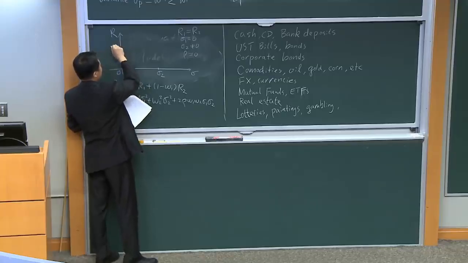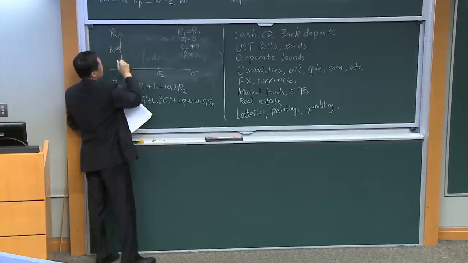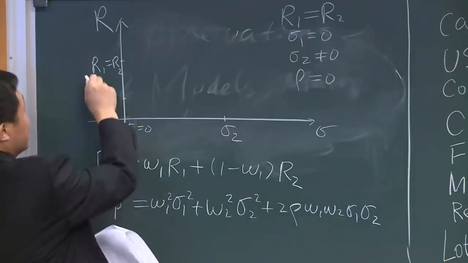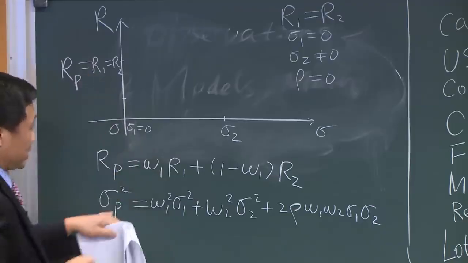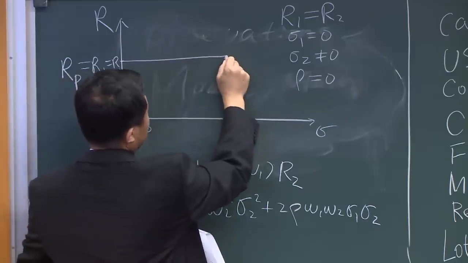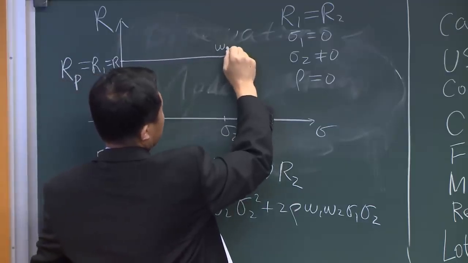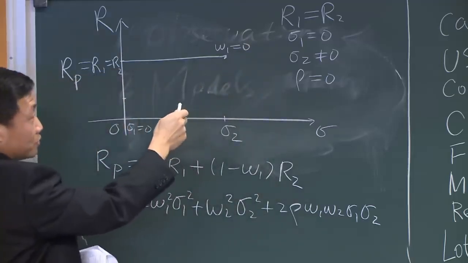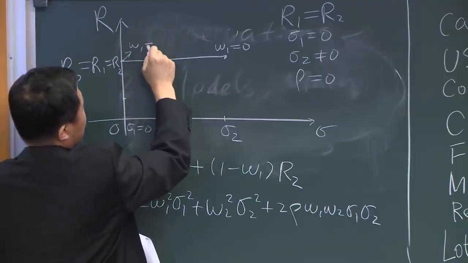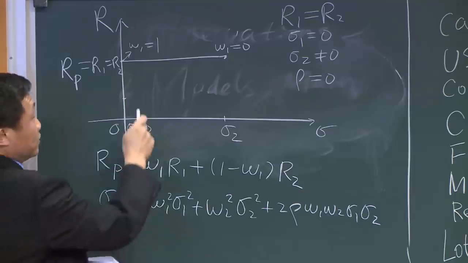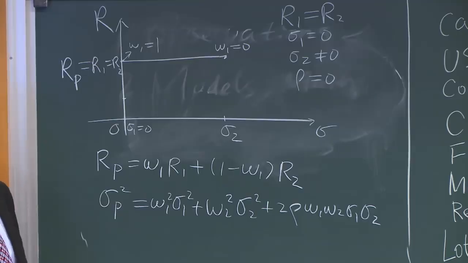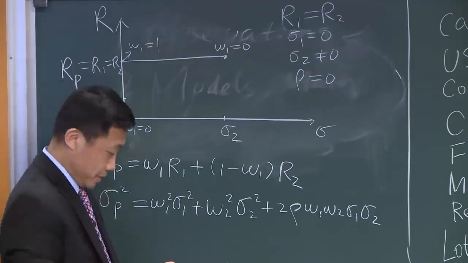And you have R1 equal to R2. What is R of P? It's R, right? Because the weighting doesn't matter. So it's going to fall along this line. So here is when weight 1 equal to 0. So you weigh everything on the second asset. Here, you weigh the first asset 100%. So you have a possible combination along this flat line. So very simple, right? I'd like to start with really a simple case.